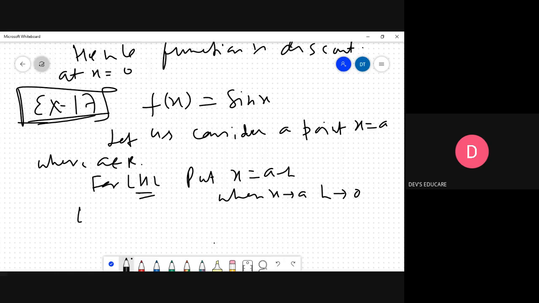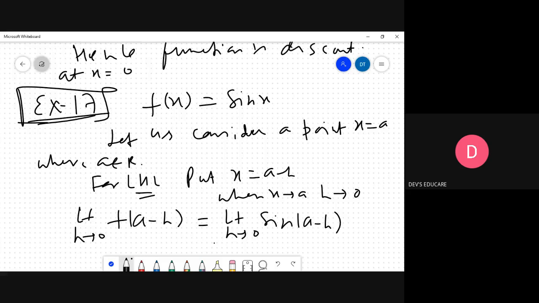So why is it so? When h becomes 0, then x equals a. So if x is approaching a, that means h is approaching 0. f(a minus h), so limit h tends to 0 of sine(a minus h).